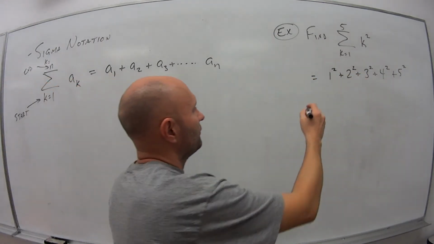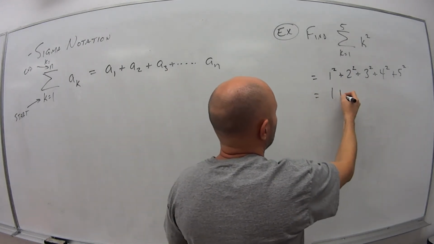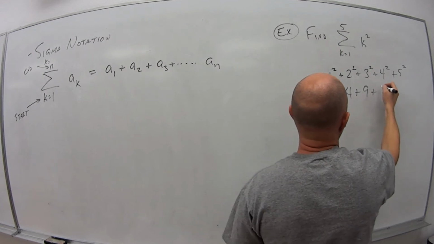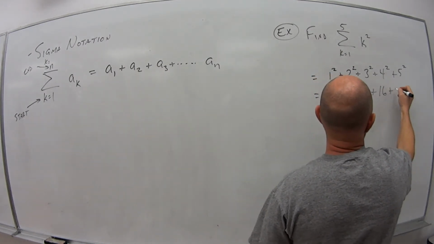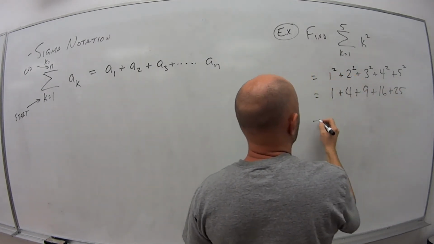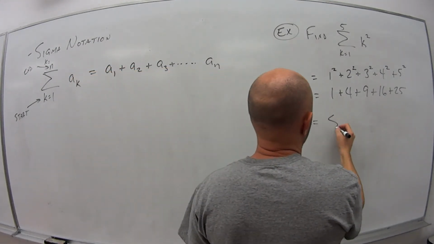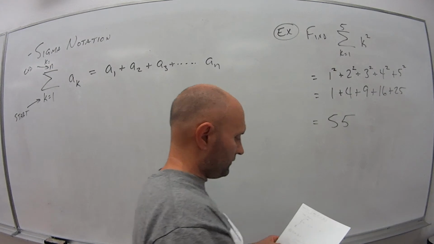So now it's just a matter of simplifying these. 1 squared is 1, 2 squared is 4, 3 squared is 9, 4 squared is 16, 5 squared is 25. Add all those up, you get the value of 55.